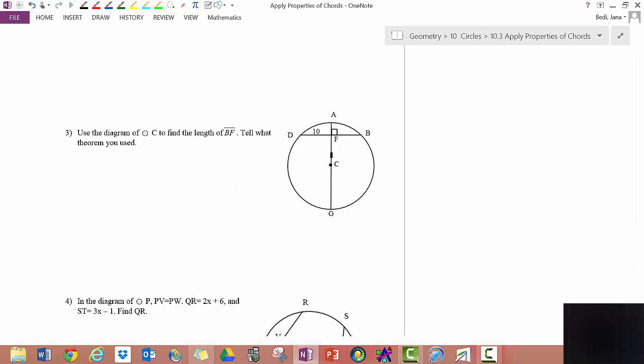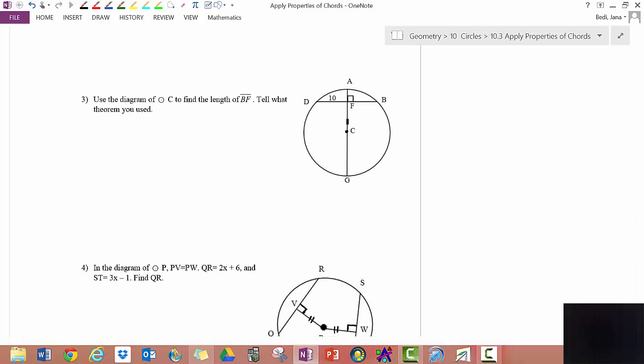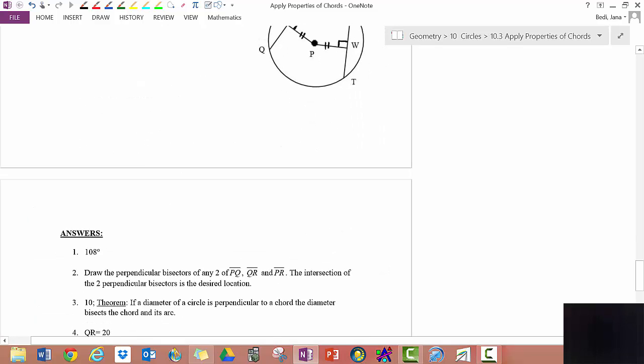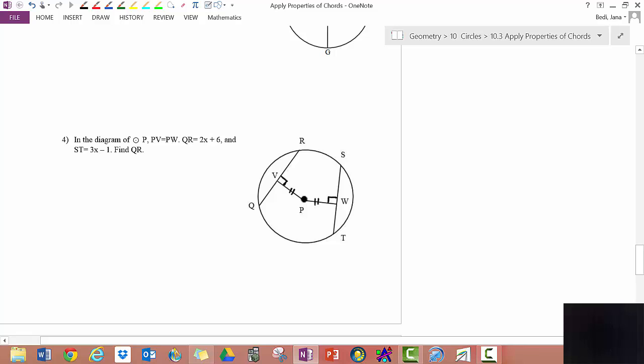Okay, number 3. Use the diagram, circle center C, to find the length of segment BF. Tell what theorem you used. I think these you can do on your own, and then you have the answers at the bottom. Okay, good luck.